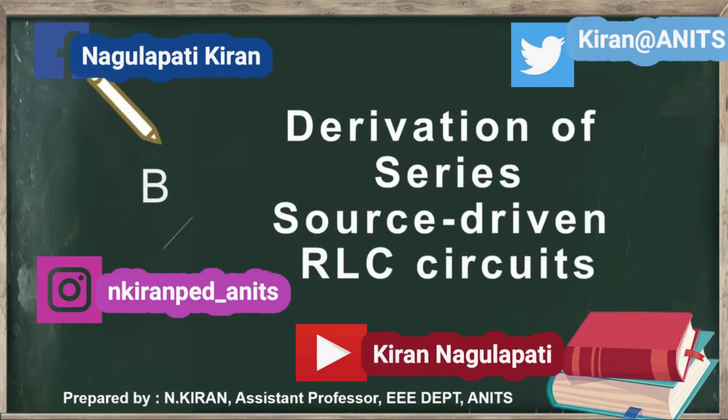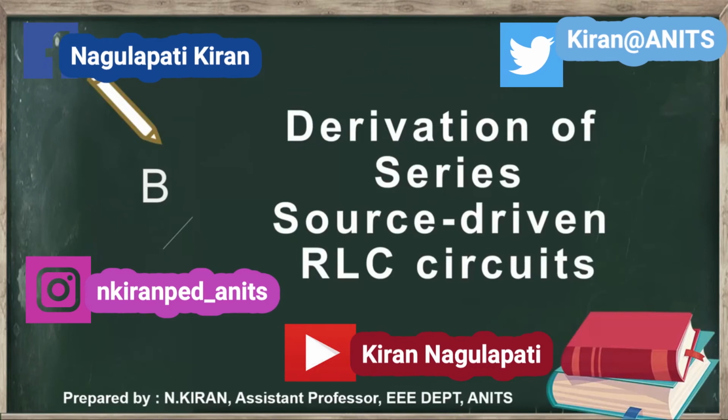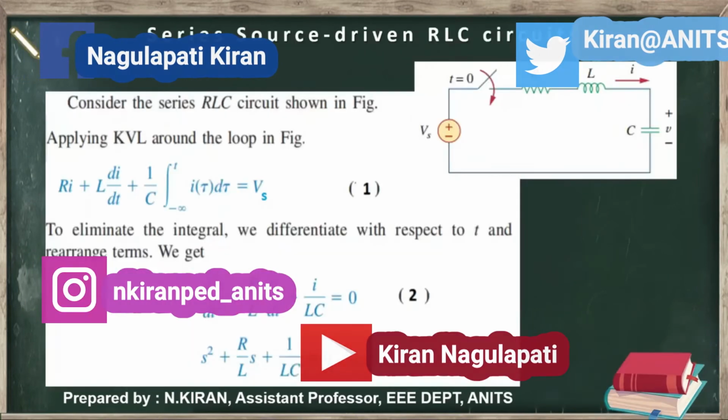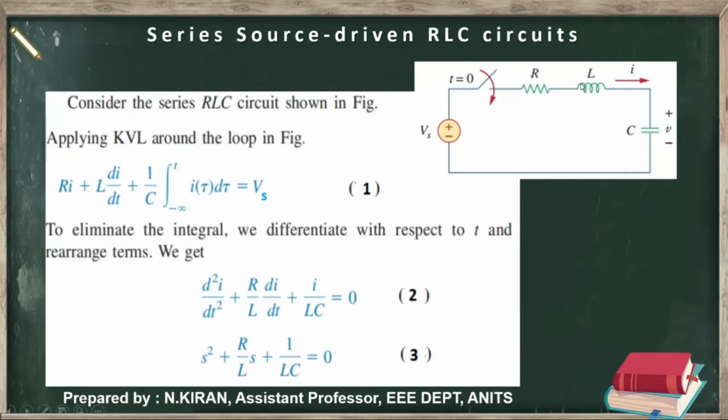Next, let us see the derivation of series source driven RLC circuits. Let us consider a series RLC circuit which is driven by a source Vs. On applying KVL, I'll get Ri plus L into di by dt plus 1 by C integral I dt is equal to Vs. Upon differentiating the above expression and dividing by L, I'll get d square I by dt square plus R by L into di by dt plus 1 by LC into I of t is equal to 0.